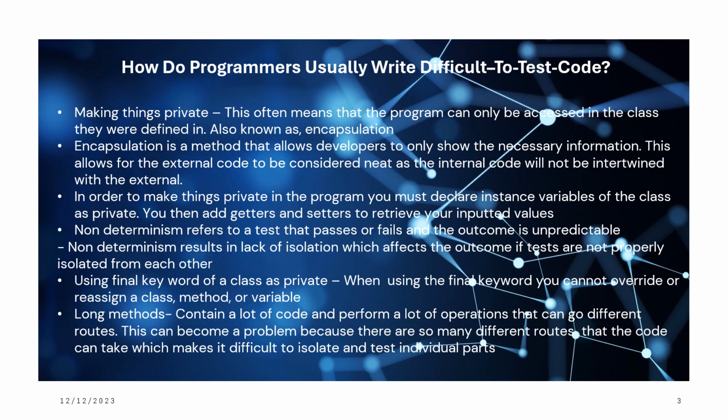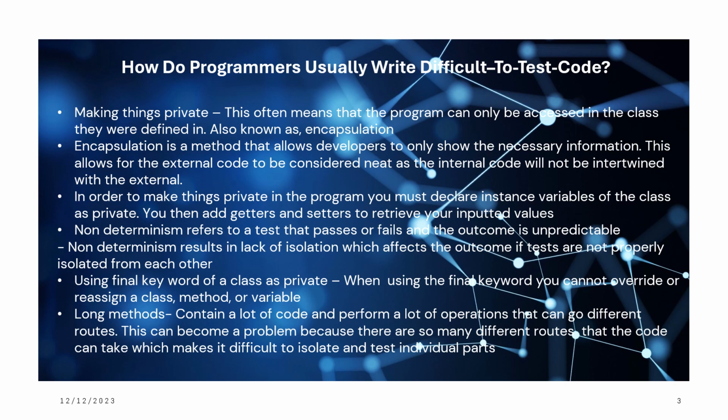Non-determinism refers to a test that passes or fails and the outcome is unpredictable. Non-determinism results in lack of isolation, which affects the outcome if tests are not properly isolated from each other. Using the final keyword of a class as private. When using the final keyword, you cannot override or reassign a class, method, or variable.